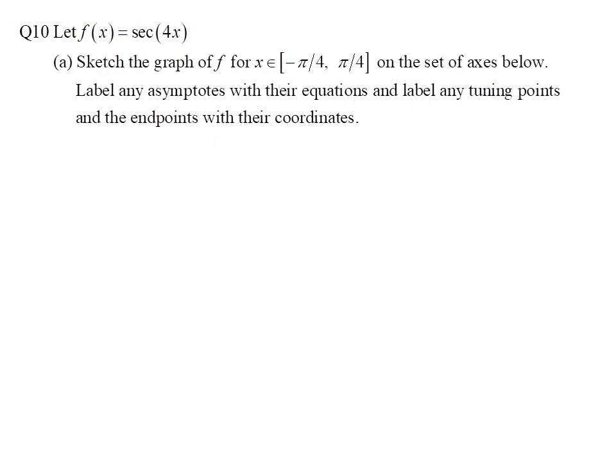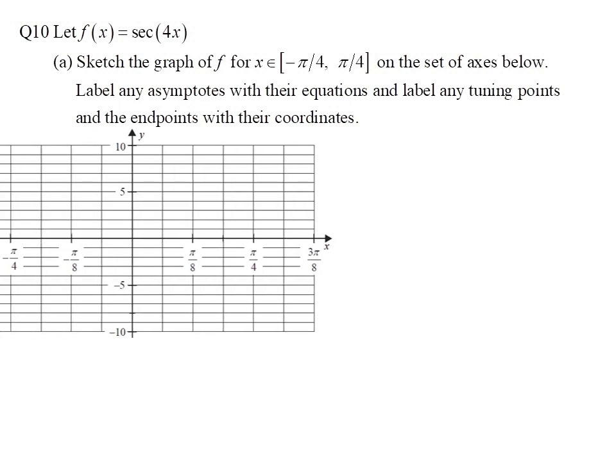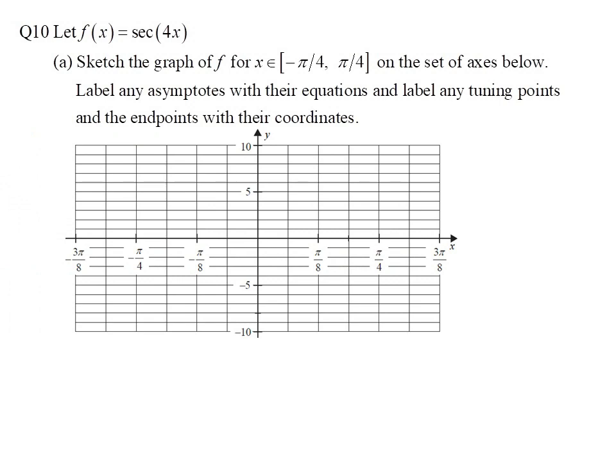Question 10 shows a function f of x equals sec of 4x, and based on that, there are two parts in question 10. Part A is to sketch the graph of f of x for x in the closed interval from negative pi over 4 to pi over 4 on the set of axes shown below. The requirement is to label asymptotes with their equations and turning points, as well as the endpoints with their coordinates.